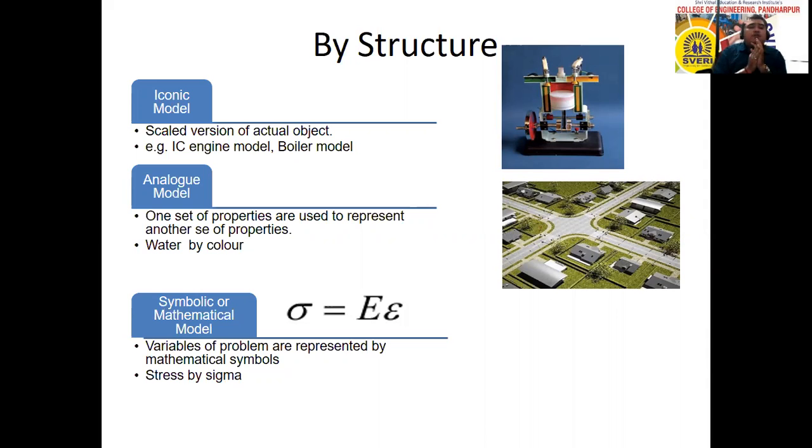Then the symbolic model. What do you mean by symbolic model? Symbolic or mathematical model. Mathematical models are also called symbolic models because we are using many symbols in them. Here one equation is written: sigma is equal to E into epsilon, or strain. Is it right?